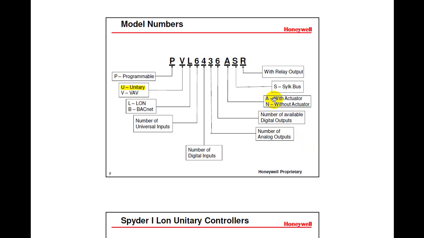Then next is your Sylk bus S. This is by default there. And now some of the latest controllers are with relay output, where you have the option for both triac output or voltage free contact. So that's how a Spyder part number is given. It may be PUL6438SR or PVL6438SR.